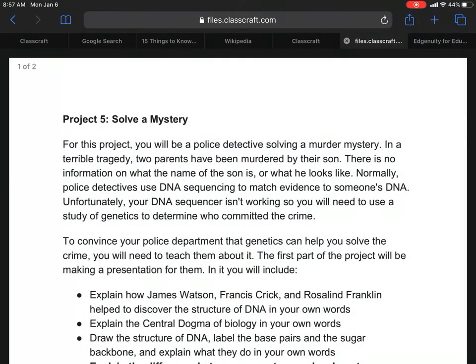So the idea behind this is that there's been a murder and you are a detective and you are trying to figure out who did the murder. But the only thing you know is that it was parents that were murdered by their son, which is really sad. We don't want that to happen. But because we know that it's the son, we know that we can use genetics to solve the crime.